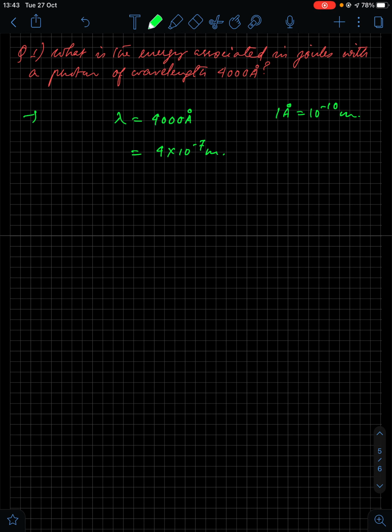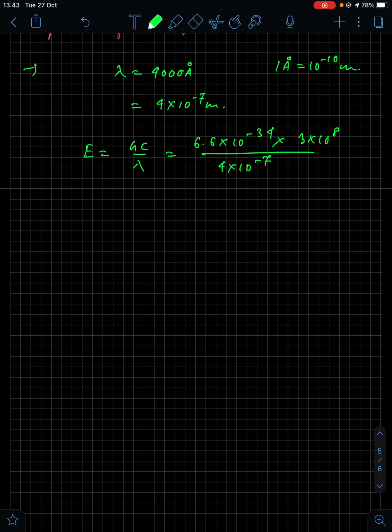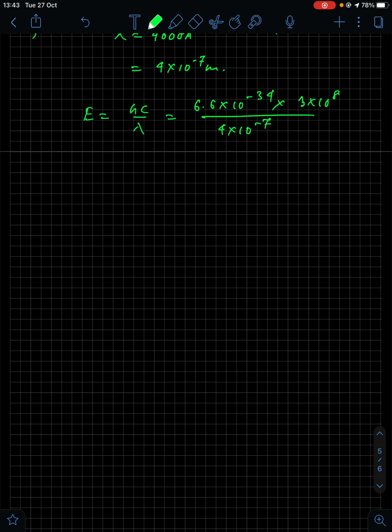Okay. So if you want to find out the energy in joule, then you'll put hc by lambda. The value of h you'll use as 6.6 into 10 to the power minus 34, into 3 into 10 to the power 8 for the value of c, and you have 4 into 10 to the power minus 7 for the value of lambda. Now on calculation, you will get, we will cross check the calculation later on, into 10 to the power minus 19 joule.